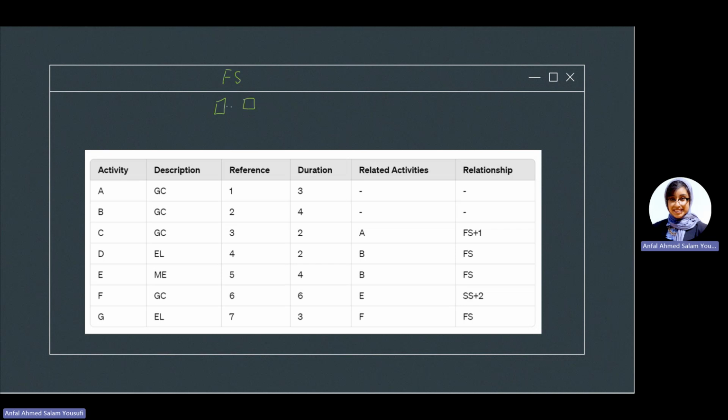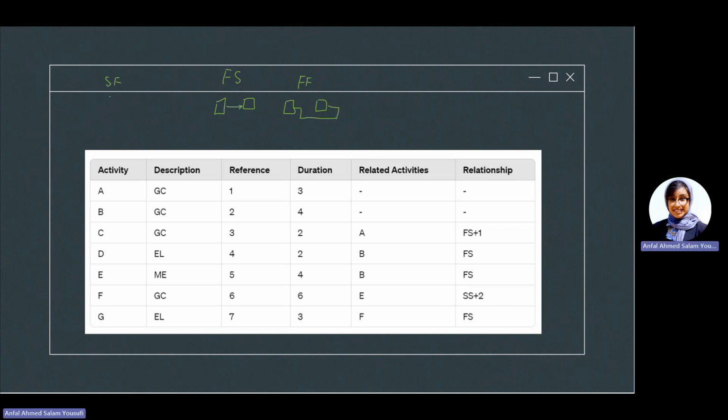So finish start is basically I finish one, I start the other. Then we have finish finish. So finish finish, on the other hand, is basically you're going to have two activities and you are supposed to finish this one and finish this one at the same time. Okay, then we have start finish.